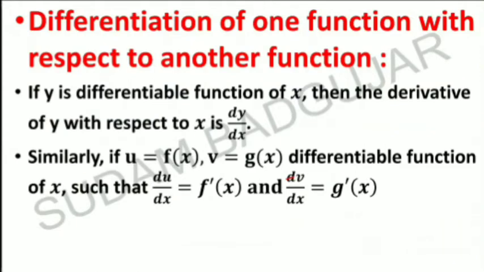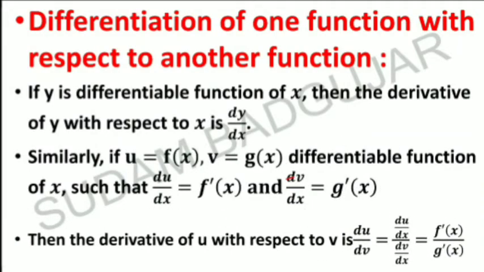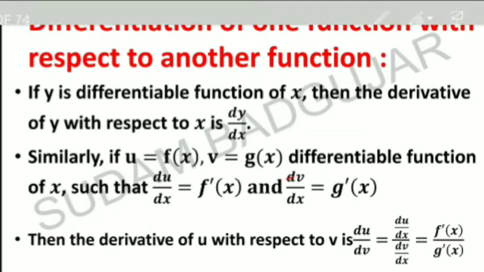Similarly, suppose u is equal to f of x and v is equal to g of x are differentiable functions of x such that du by dx is equal to f dash of x. You know f dash of x? F dash of x is nothing but the derivative of f of x with respect to x, and dv by dx is equal to g dash of x. Then the derivative of u with respect to v is du by dv, and that is nothing but du by dx upon dv by dx, which is equal to f dash of x upon g dash of x.